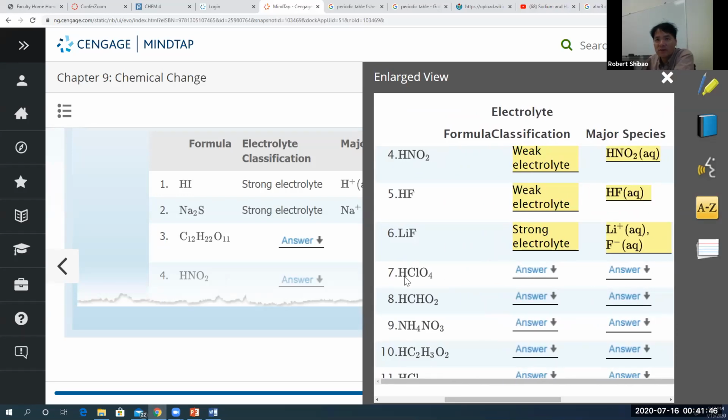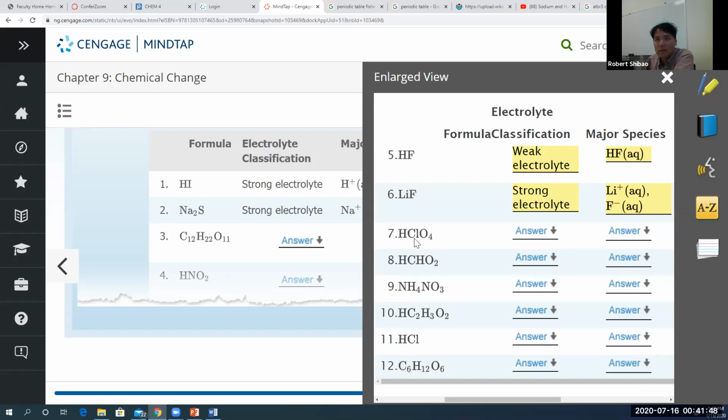Okay, let's go on to number 7 here. HClO4. What's the name of that first? HClO4. Yeah, good. Perchloric acid. And is perchloric acid soluble or insoluble? It's soluble, group 1. Is it a strong acid or weak acid? Well, Kazra has it. It's a strong acid.